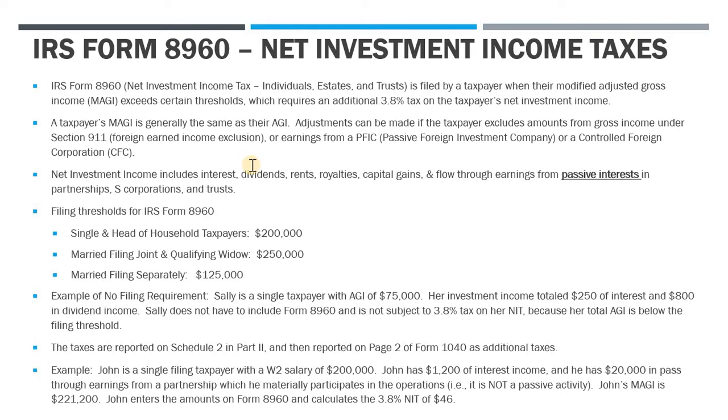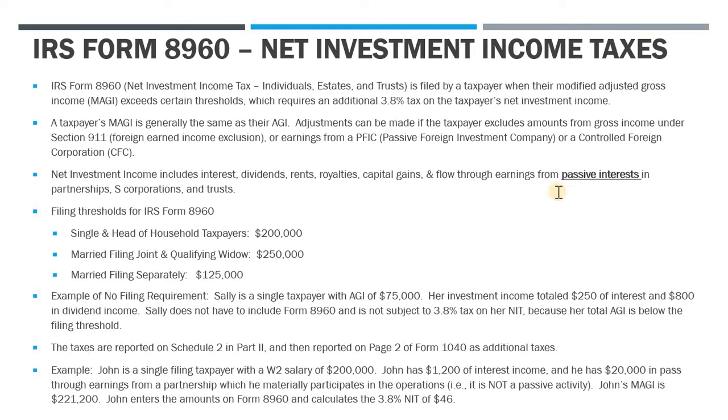But if you find yourself in one of these positions where you have foreign earned income or interest in PFICs or CFCs, you can make adjustments for those. So what is your net investment income? That's your interest, dividends, rents, royalties, capital gains, and flow-through earnings from passive interests in partnerships, S-corps, and trusts.